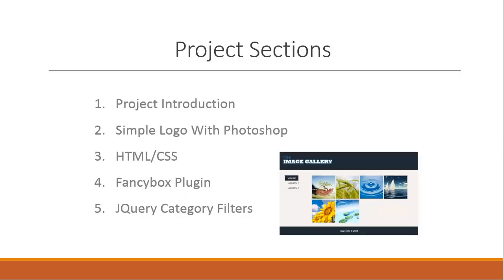So we have the project introduction. The simple logo with Photoshop will be section 2. Section 3 will be the HTML and CSS. Section 4 will integrate the FancyBox plugin, and Section 5 will create our jQuery category filters.